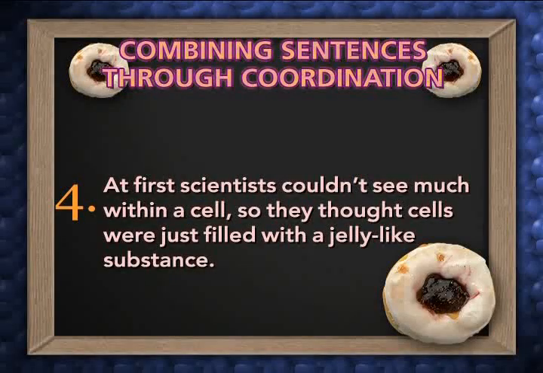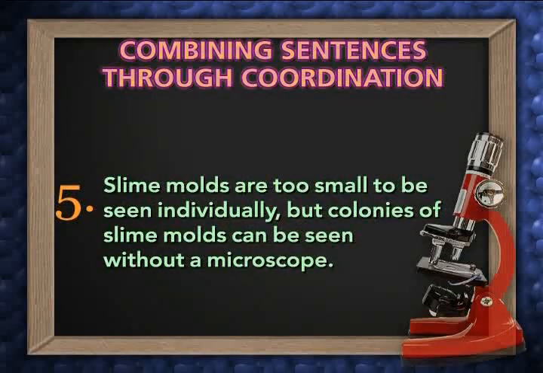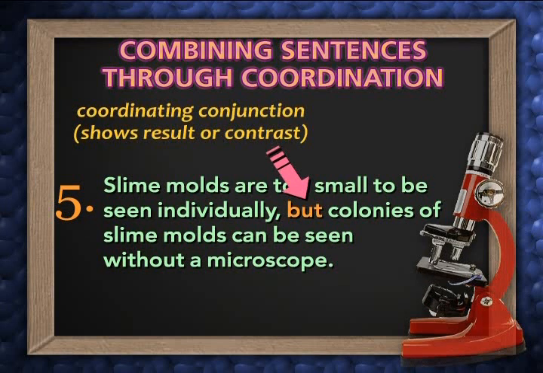Number four, at first, scientists couldn't see much within a cell, so they thought cells were just filled with a jelly-like substance. I used the coordinating conjunction "so" to show result. Number five, slime molds are too small to be seen individually, but colonies of slime molds can be seen without a microscope. Here I used "but" to show result or contrast.